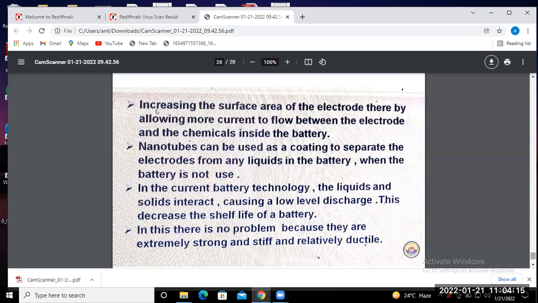So this is all about advanced batteries, molten solvent batteries and carbon nanotubes. So we stop here, and in the next class we will discuss other things.